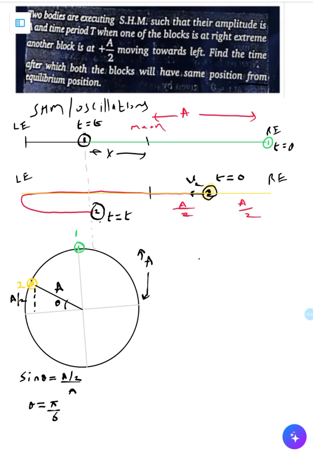So theta will be pi by 6. What actually happens is that after some time, particle 2 will be here and particle 1 will be here, and they will be on the same horizontal line. So that is the meaning of them crossing each other. Now we have to calculate this particular angle. This angle we don't know, we have to calculate it also.